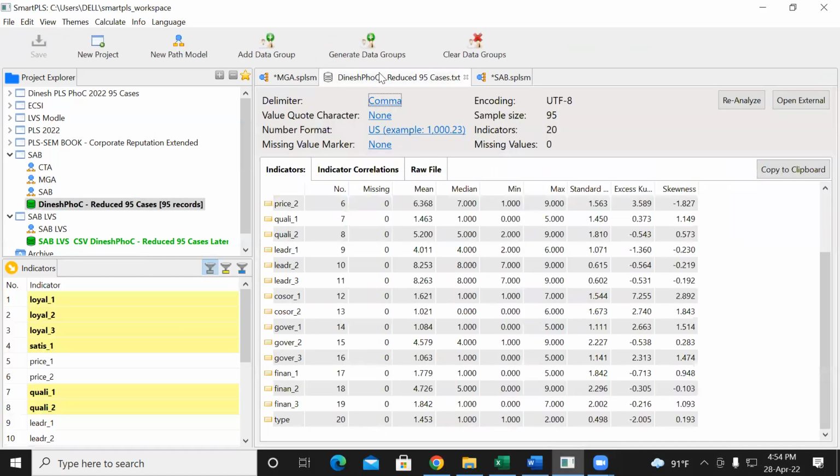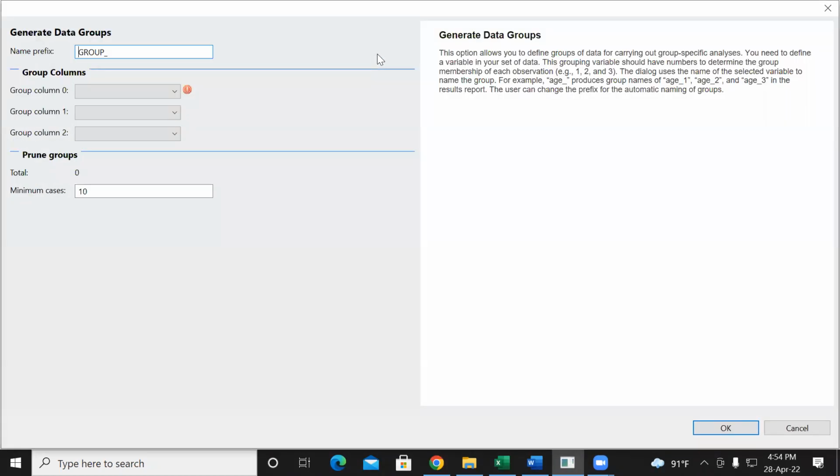When I go to the data set, you can see there are 3 things relevant to groups. Can you see the icons? Add data groups, generate data groups, and clear data groups. For the moment, I will go to generate data groups. Since in my questionnaire data set I have already entered some groups, I simply have to generate, no need to add. I click on generate data groups. You can give a particular name as a prefix. I might say company type.